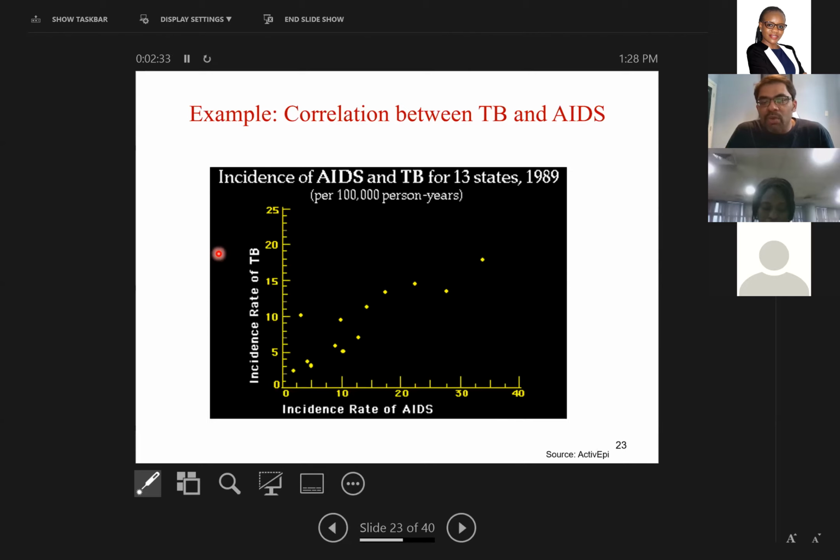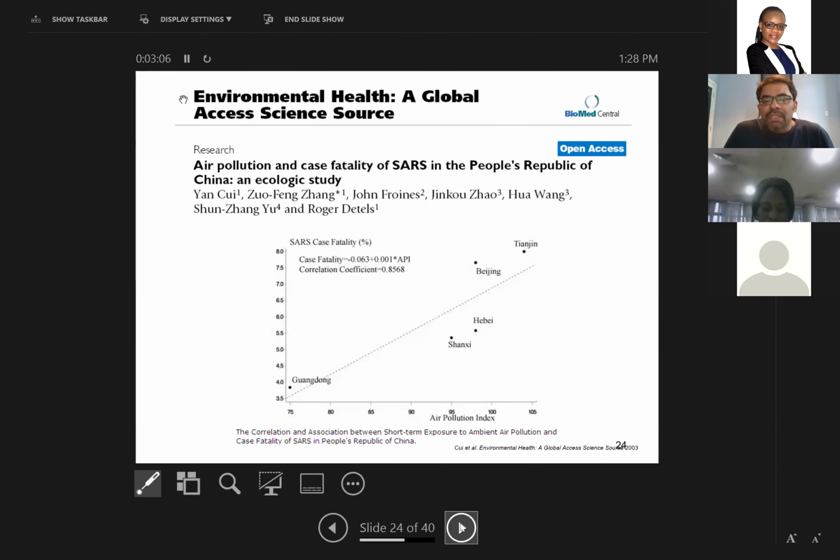So you could do a correlation coefficient, or R, as we call it in statistics. And the R will be very high in this case, close to 1. 1 would mean perfect correlation. All the dots will be on the diagonal. An R of 0.8, which would probably be the case here, or 0.9, would mean a very good level of correlation. So here is an ecological correlation study with state as the unit of analysis on the correlation between AIDS and TB. Here is an ecological correlation study on whether air pollution affects the fatality of SARS, not this current SARS, but the previous SARS outbreak in China.